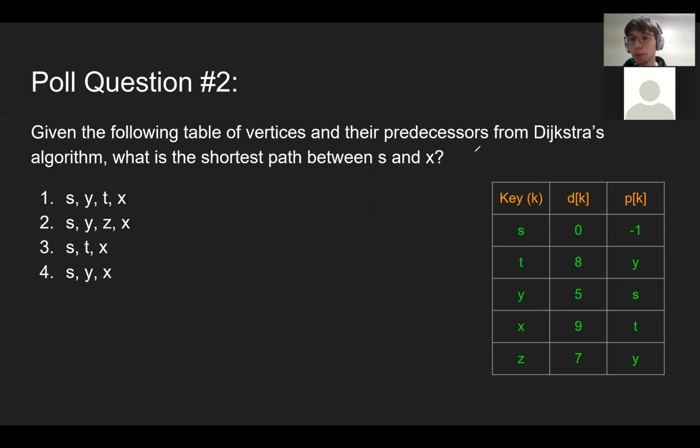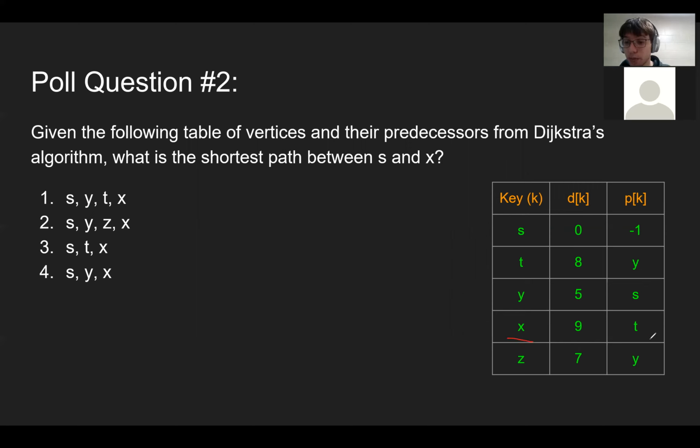Okay. Well, for these types of questions, a lot of times it's easiest to work backwards. So we can start at the end, right? We want to know the shortest path between S and X. So we look at X, and remember, this keeps the predecessors. If we start at the beginning, S, it's not going to give us any information. So we want to go to the end and keep looking at the predecessors until we reach S.